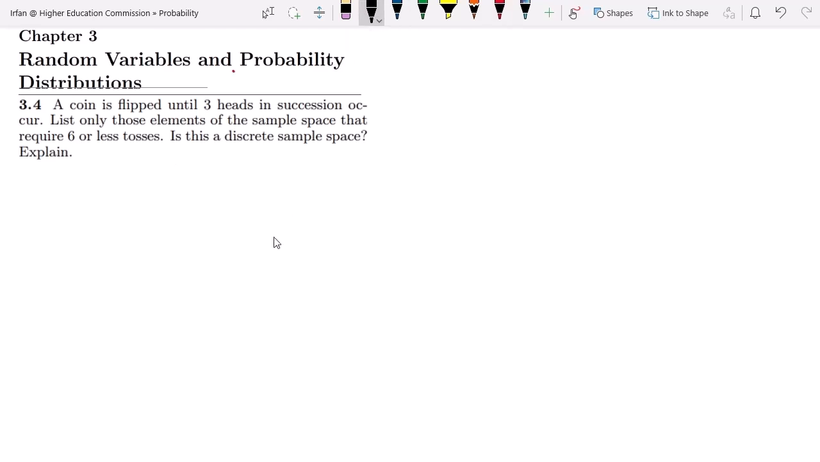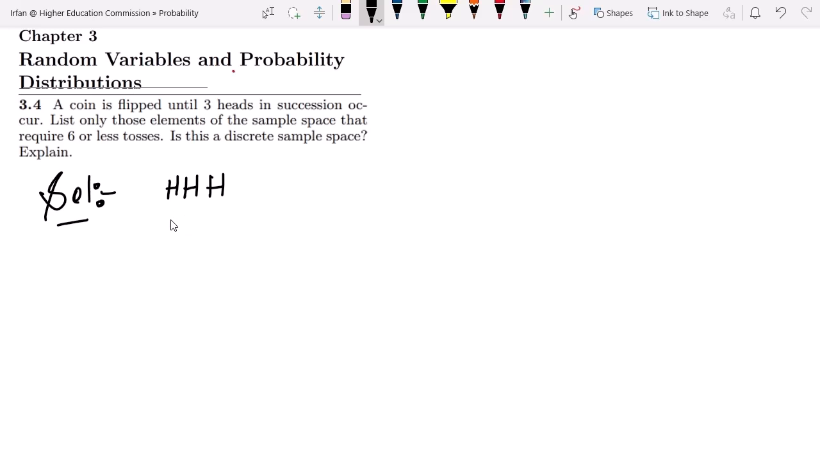Okay, so basically we have two parts of this question. In the first part we have to show all the elements in which 3 heads in succession occur, but there is a fundamental constraint that the tosses don't exceed 6. So now let me solve it. Writing down the solution, let me first have all the tosses in which the first 3 become heads. So it would be heads, heads, heads. This is the first possibility.